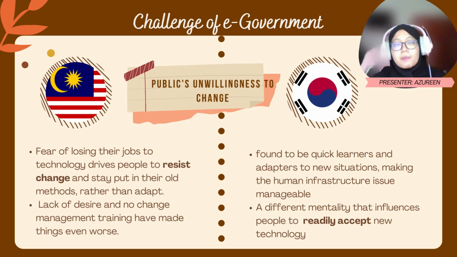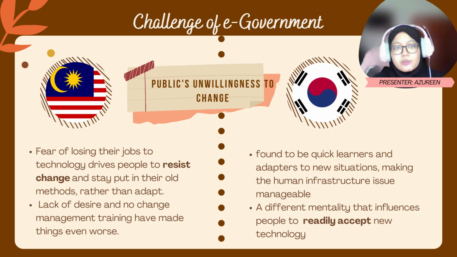Next, the unwillingness of public officials and citizens to change, which was acknowledged as a human infrastructure problem, is one of the largest challenges Malaysia has yet to overcome in becoming e-government. Fear of losing their jobs to technology drives people to resist change and stay put in their own methods rather than adapt. Lack of desire and no change in management training have made things even worse.